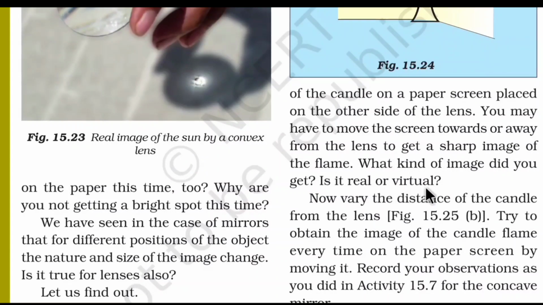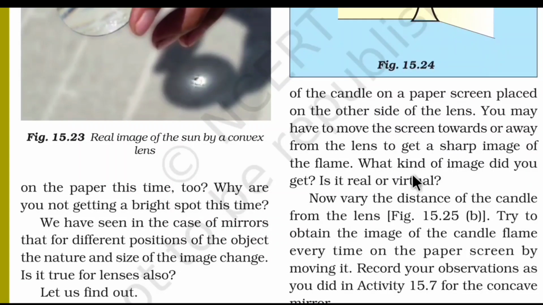Is it real or virtual? For the case of a convex lens, for maximum cases, except one special case, we get a real and inverted image. But for the special case, if you place the candle very close to the convex lens, then only will we get a virtual, erect and highly magnified image. So we will discuss one by one.